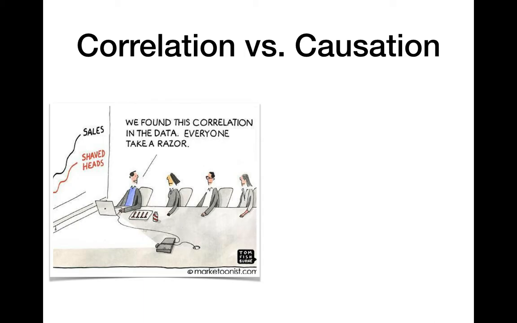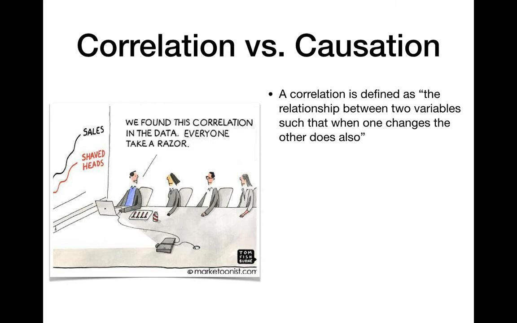All right, let's talk about correlation versus causation. So correlation is the relationship between two variables such that when one changes, the other does also. So these two are changing either in opposite or the same way. Okay, so in this cartoon, which two variables are correlated? That would be sales and shaved heads.